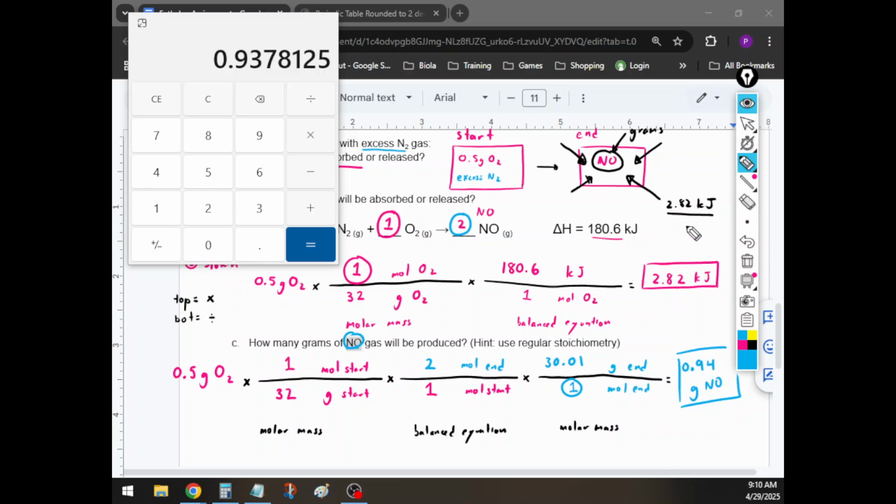All right, so what all of that is telling you is that when you mix 0.5 grams of O2 and N2, the system is going to be absorbing 2.82 kilojoules of energy, and you will be making 0.94 grams of NO. So what we are figuring out is how much energy is involved in this reaction, but also how much of a different chemical we're making.